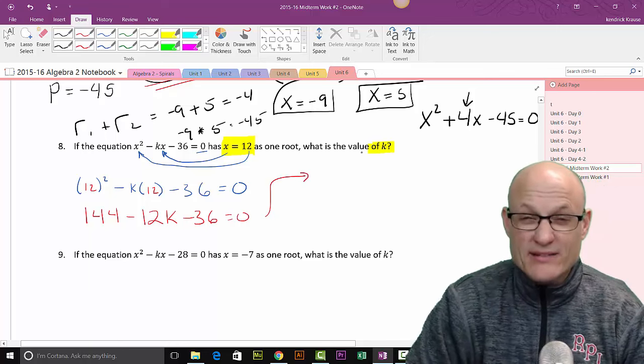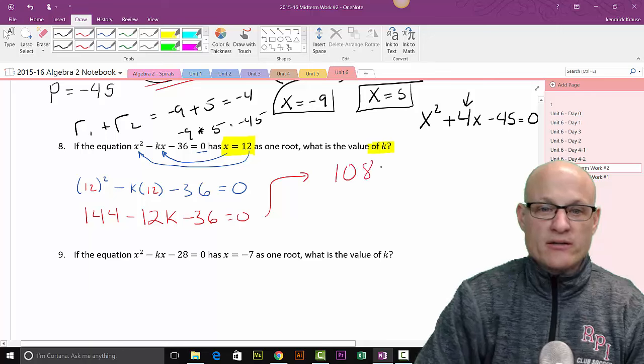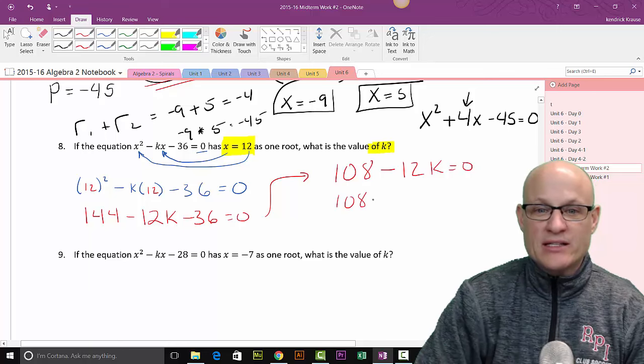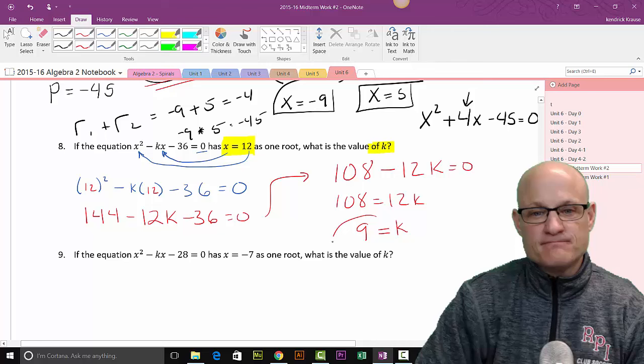Remember, because roots are what makes it equal to 0. So this is what? 108 minus 12k equals 0. 108 equals 12k. Divide by 12, and I get, was that 10? No. 9. Done.